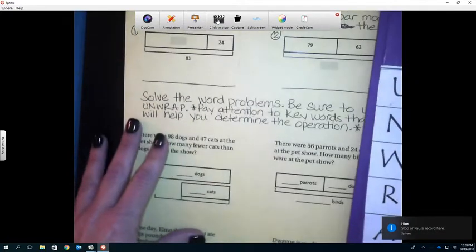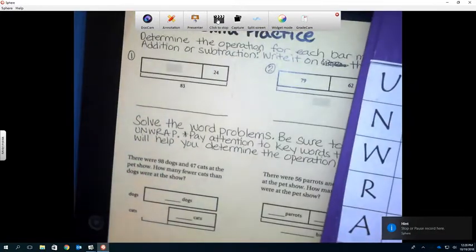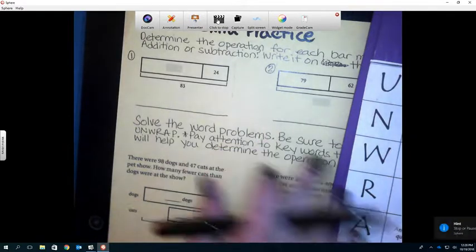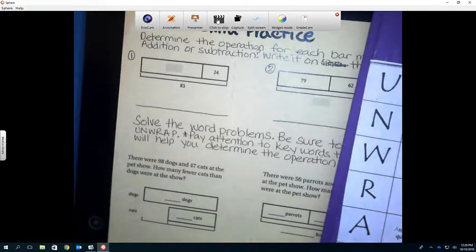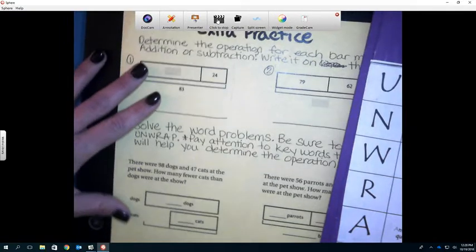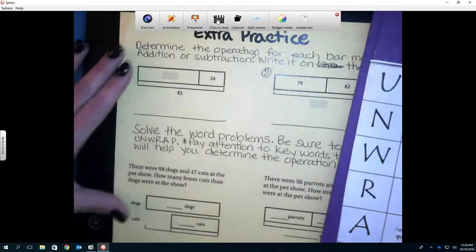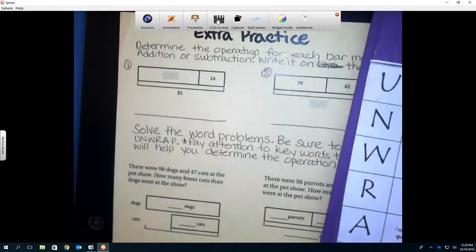Hi, happy Friday. As promised, here's a practice page for your students to use either over the weekend or the first couple days next week to review for our checkpoint and to get a little stronger with determining operations and word problems. It's coming home. It's on a yellow sheet. It's kind of difficult to see on this video, but it's a yellow piece of paper and it just says extra practice at the top.